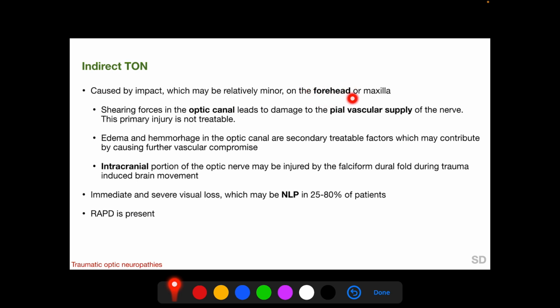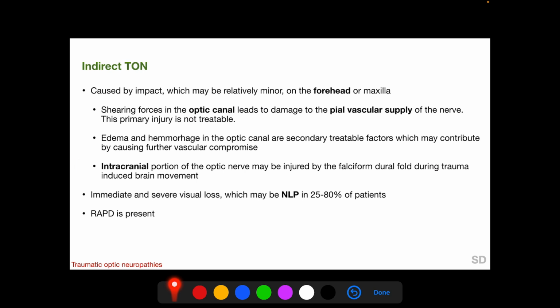As a result of this impact, there are shearing forces which are generated in the optic canal, and this leads to damage to the pial vascular supply of the nerve. The shearing forces are generated because the optic nerve sheath is tightly adherent to the lining of the optic canal. This primary injury, the shearing force and the subsequent interruption of the pial vascular supply to the nerve is not treatable. Secondary edema and hemorrhage within the optic canal may contribute by causing further vascular compromise.